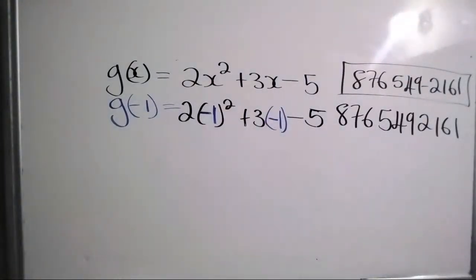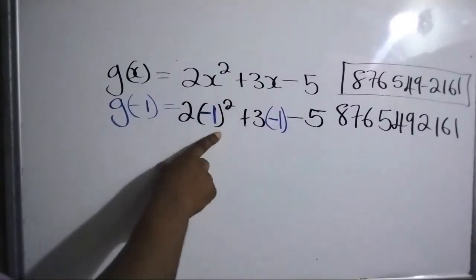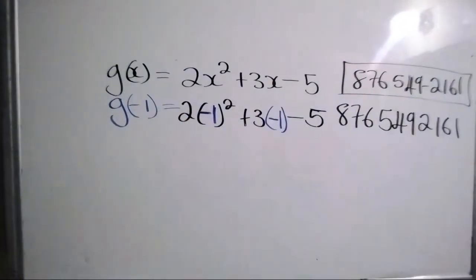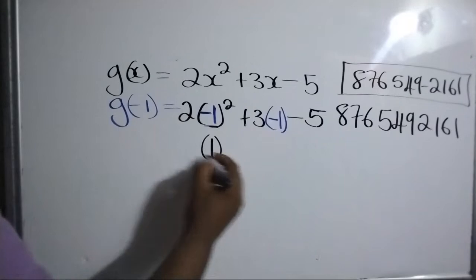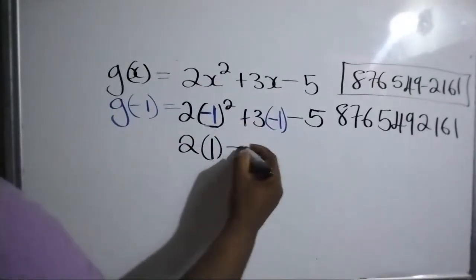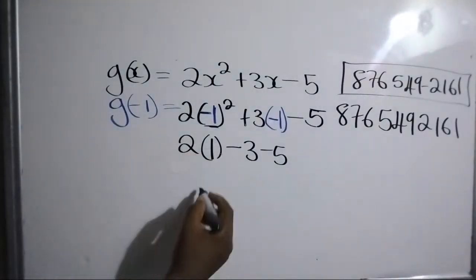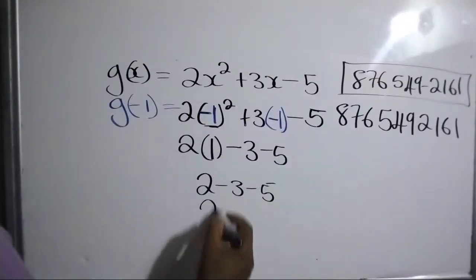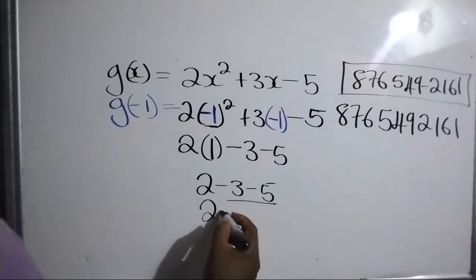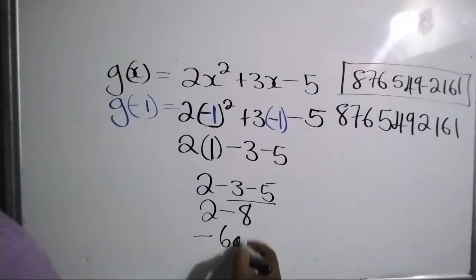So this one is a little bit different. What we have to do is square first. I don't want anyone saying 2 times -1 is -2, and you square it and get 4. We must square first. That's the BODMAS rule. So we have -1 times -1, and that will give us +1. Then 3 times -1 is -3, then -5. So let's simplify. 2 times 1 is 2, -3, -5. We can add these because both of them are negative, and our final answer would be -6.